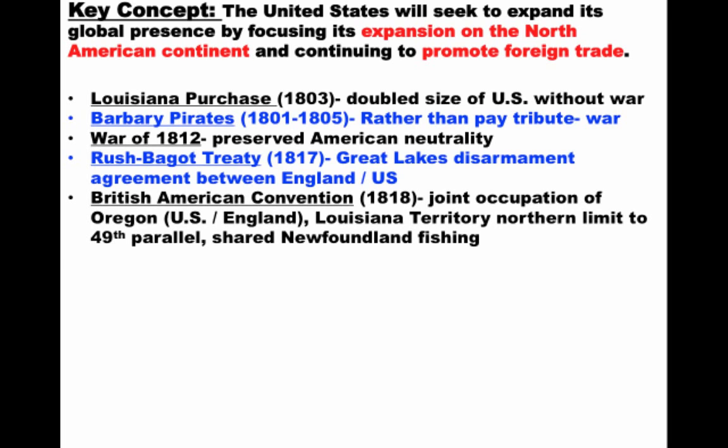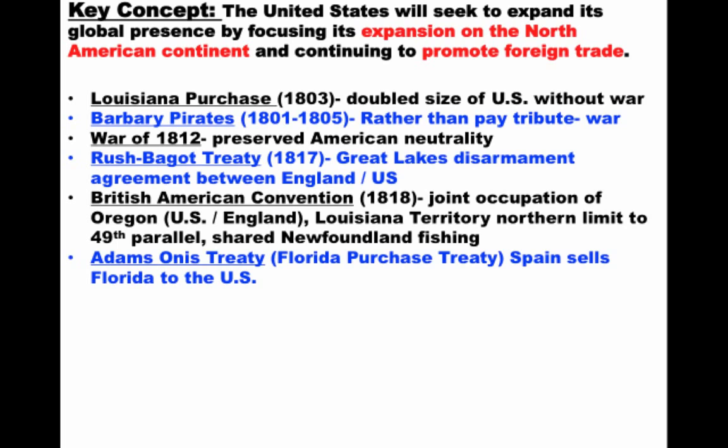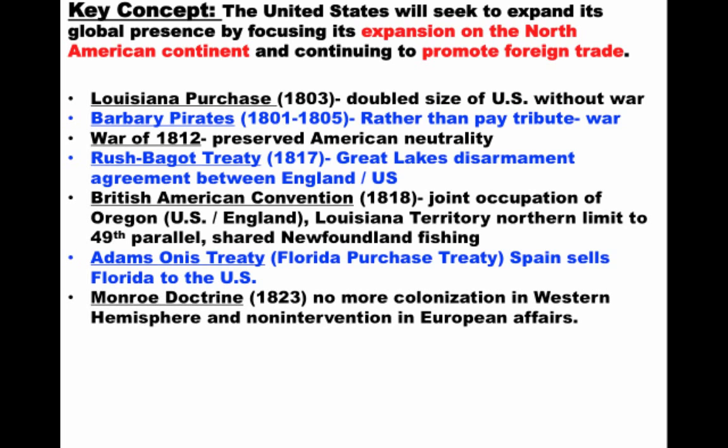The British-American Convention in 1818 is a joint agreement between the U.S. and England, where we agree we will jointly occupy Oregon for 10 years. The northern boundary of the Louisiana Territory will be set at the 49th parallel, and we'll agree to go on some nice fishing trips in the Newfoundland region. We'll share that section for fishing. The Adams-Onis Treaty will buy Florida from Spain. With the Monroe Doctrine of 1823, we basically tell Europe, stay the heck out of the Western Hemisphere, no more colonies. We won't intervene in your affairs, you stay out of ours. No way we could enforce it, but England was down with it, so they never really test the Monroe Doctrine.